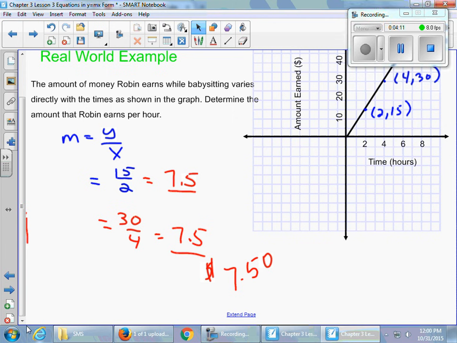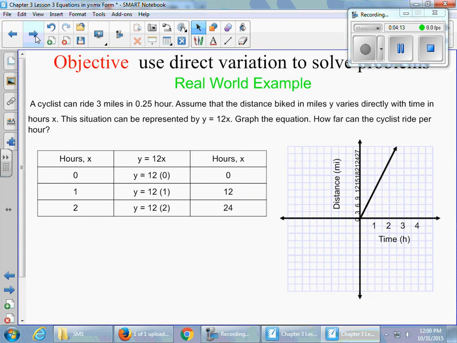Let's move on to our next example. A cyclist can ride 3 miles in 0.25 hours. Assume that the distance biked in miles y varies directly with the time in hours x. The situation can be represented by y equals 12x. Graph the equation. How far can a cyclist ride per hour? Okay, so what we did here is we made a table on our left-hand side. We have our hours for the bicyclist. We have our formula in the middle. And we have our hours on this side.